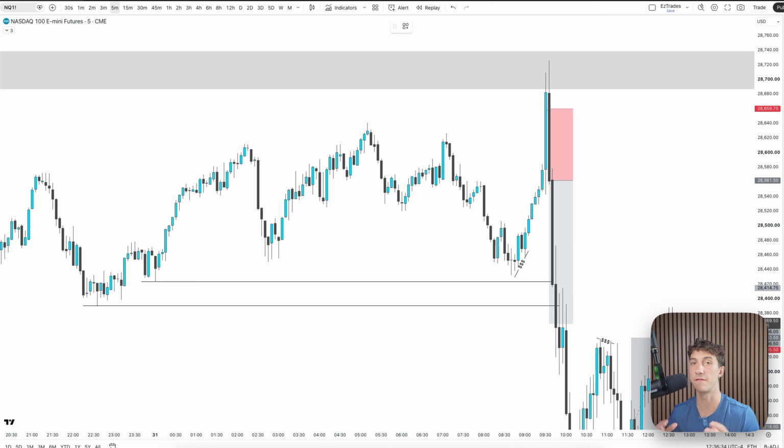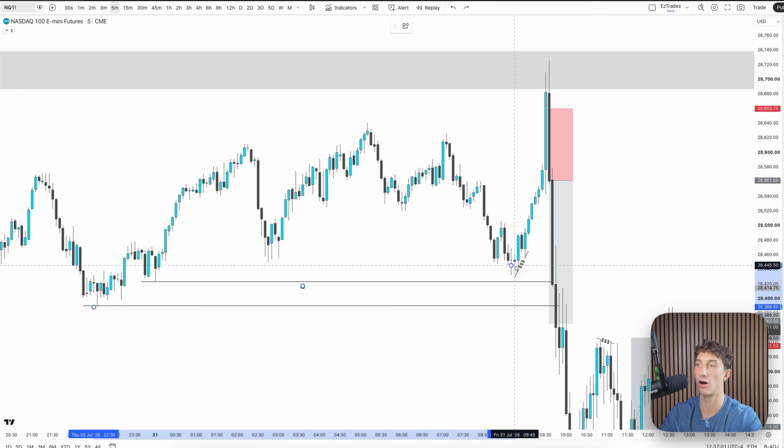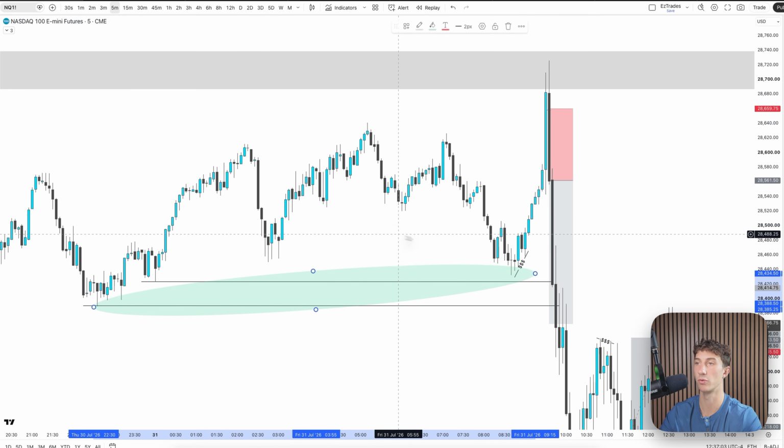Now, for there to be valid low resistance liquidity, there must be at least 3 touch points or 3 untapped highs or lows. Ideally 4 or 5, but at least 3. So for example, I have one untapped low here, I have a second untapped low, and a third untapped low. So I would classify all of this right here as my low resistance liquidity.